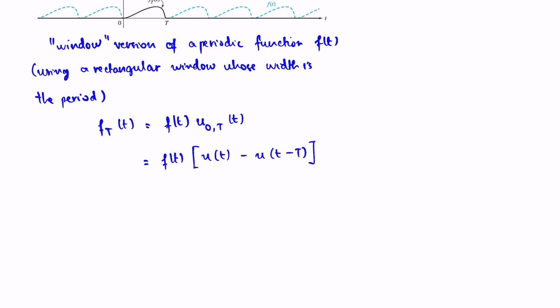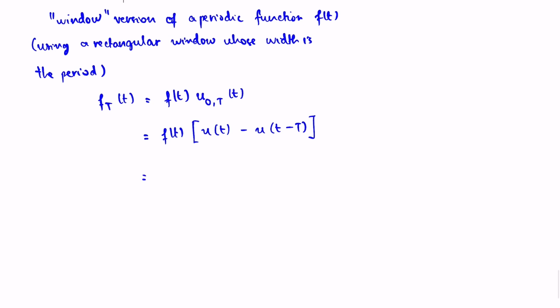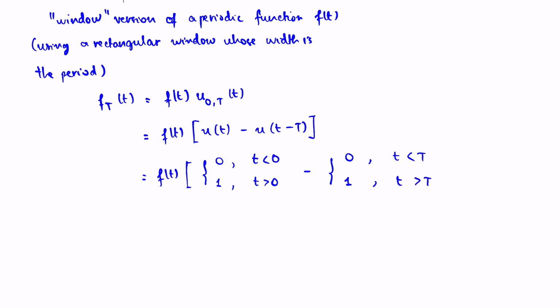And then you rewrite u of t and u of t minus capital T in terms of piecewise defined functions as follows. You have little f of t times the piecewise defined function of u of t. This is equal to 0 when t is less than 0, and equal to 1 when t is greater than 0. Minus the piecewise defined function of u of t minus capital T. That is, the function is equal to 0 when t is less than the period, and equal to 1 when t is greater than the period.